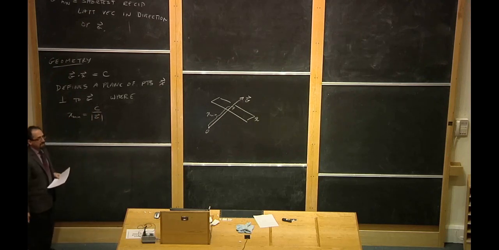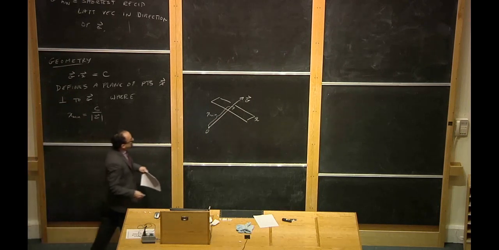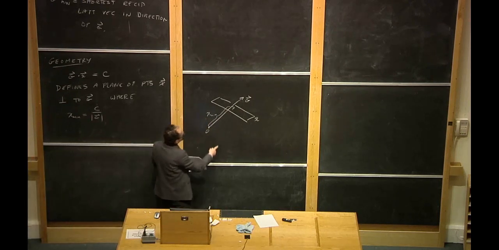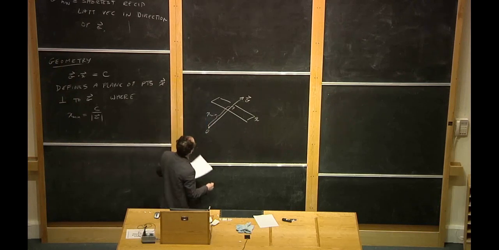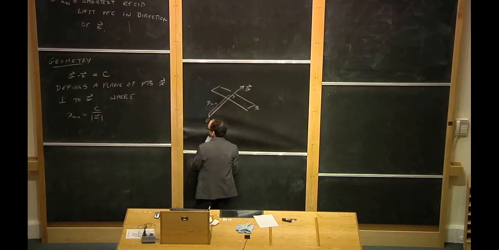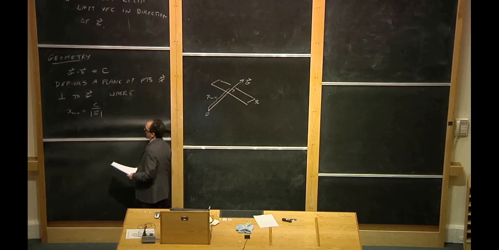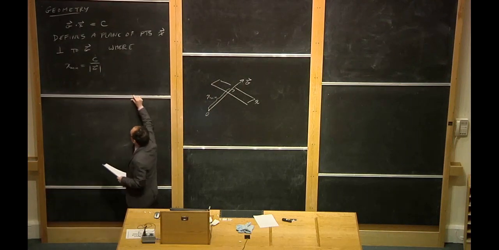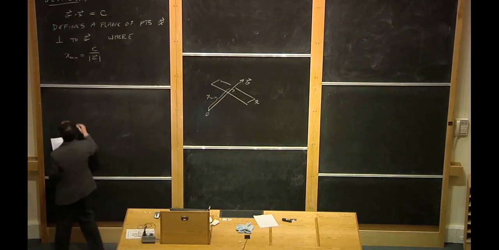Okay, does that geometry look familiar from before? Does it look reasonable? Yeah? So the x min here is c over absolute G if we're defining the plane by G dot x equals c. Okay, so that's how we're going to define a plane. Now we're going to define a set of planes.